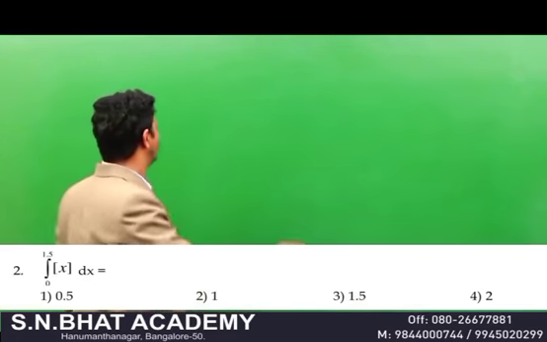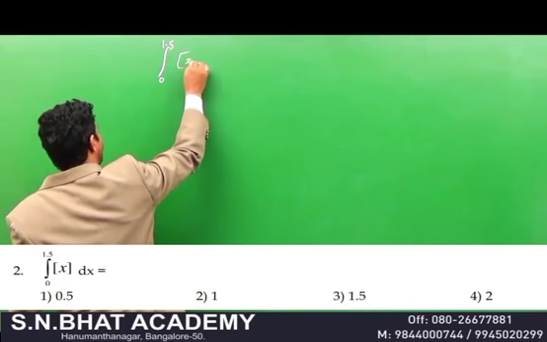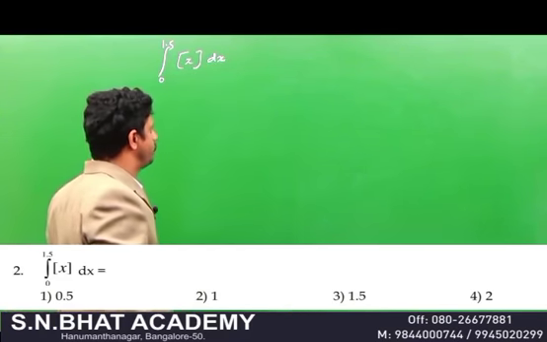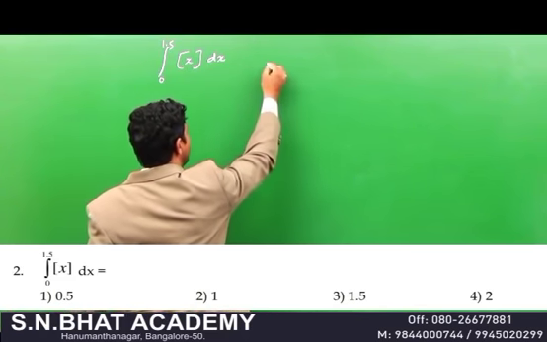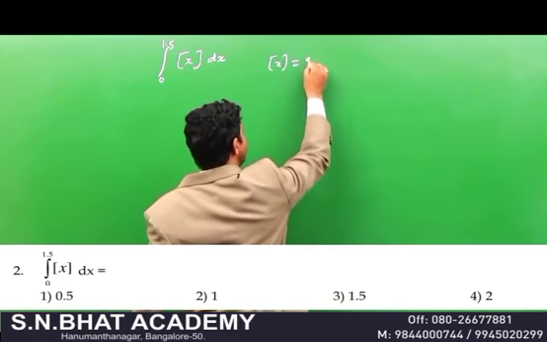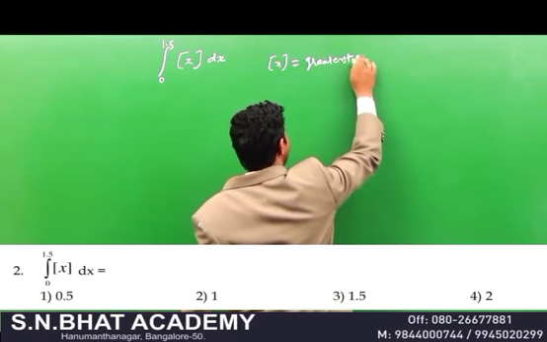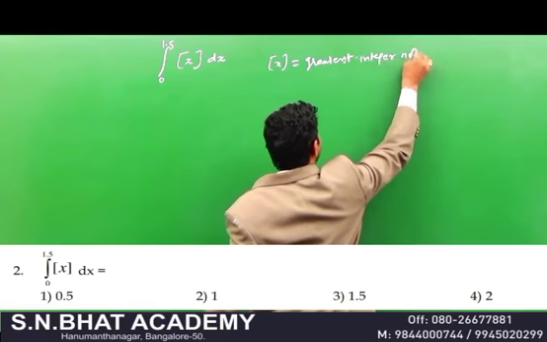Question number 2. We have to evaluate the integration from 0 to 1.5 of the greatest integer function of x. Remember, the greatest integer function of x is defined as the greatest integer not greater than x.